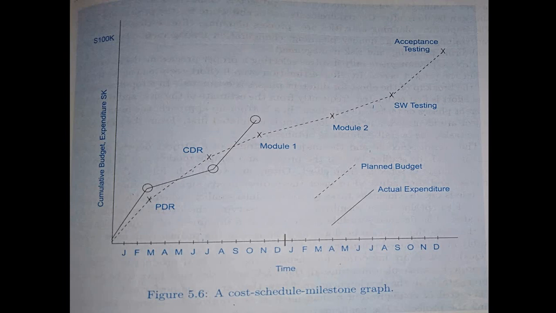The progress of the project can be understood easily by this graph. The actual cost and the achievement of the milestone are both shown in the same graph.